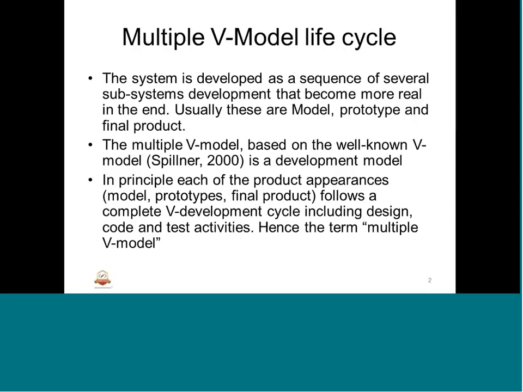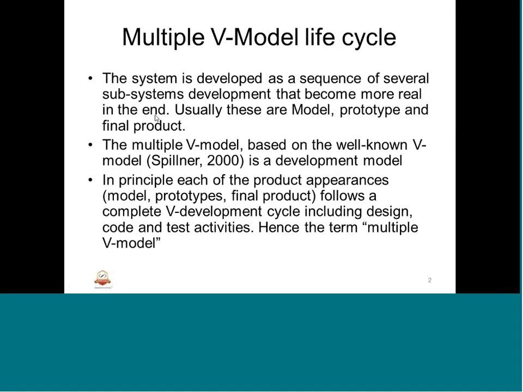Testing the different physical versions of this product requires specific techniques and a specific test environment. We know that different prototypes will have a different environment, deviated slightly or as per the need. Therefore, a clear relation exists between the multiple V model and the various test environments. So the system is developed as a sequence of several subsystems' development that become more real in the end.